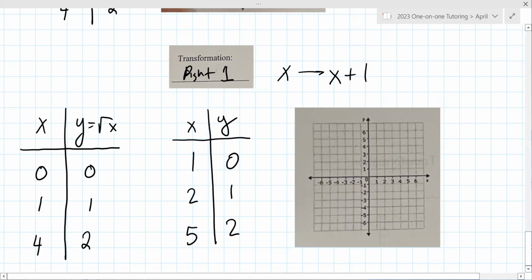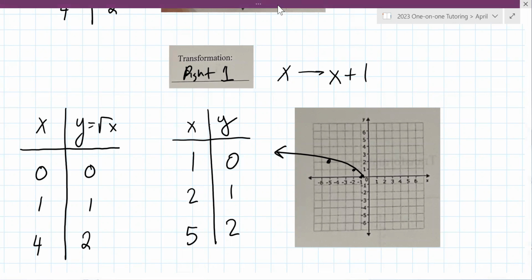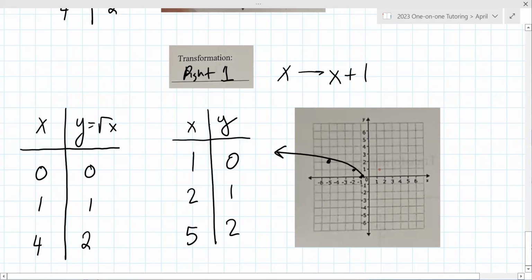You've got it. All right, let me go ahead and graph it here for you. Is this what your graph looks like? No. Okay, what does your graph look like? It looks like 1, 0, 2, 1 and 5, 2. So like this in red? Yep. All right, very good. This one is wrong.